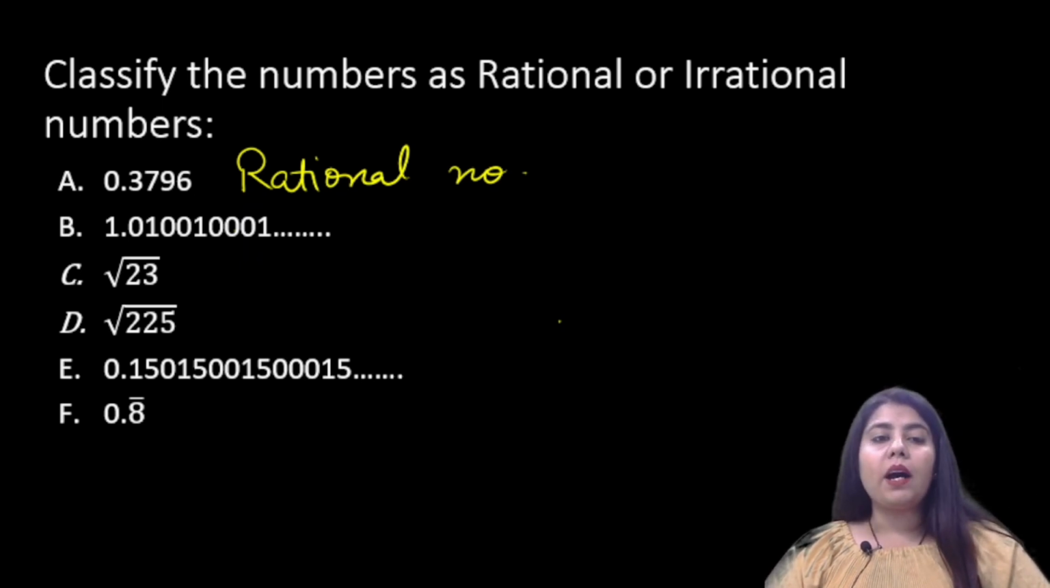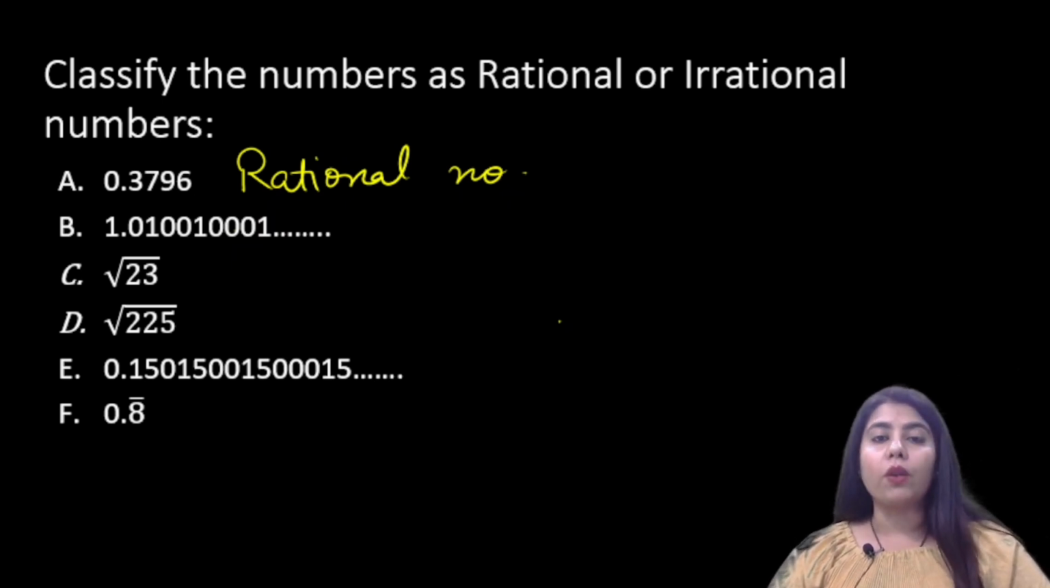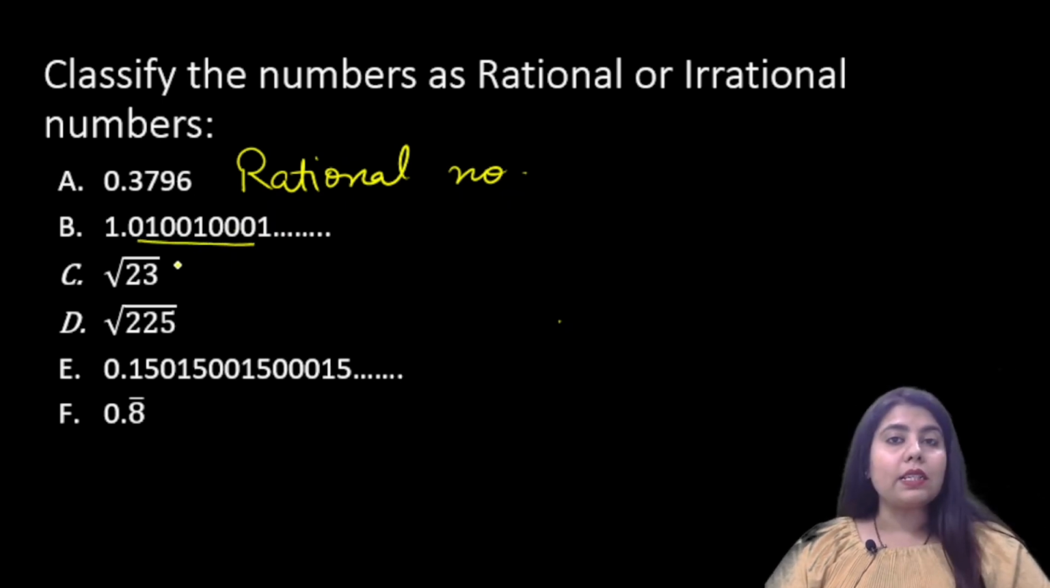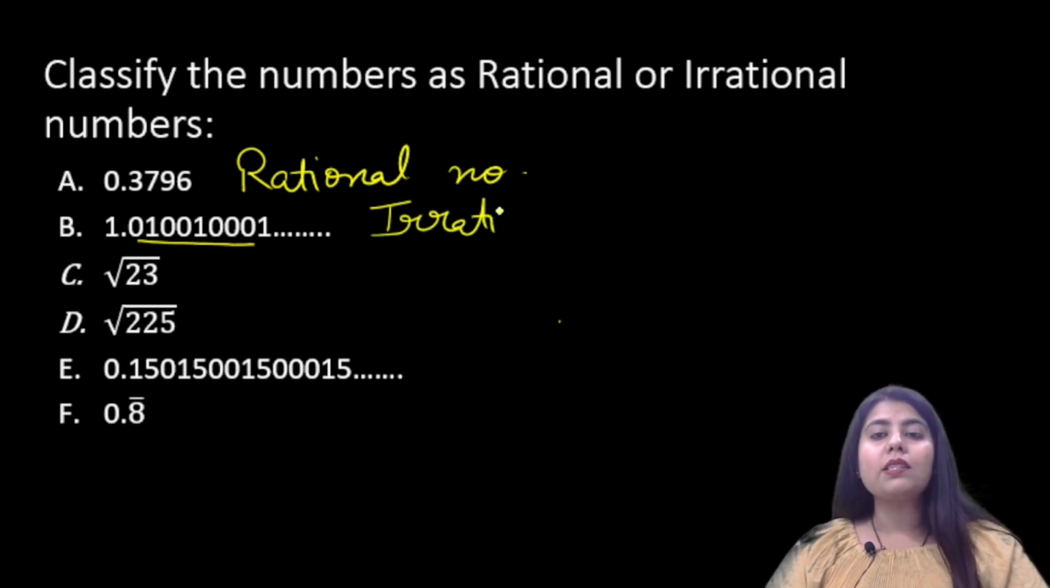Now see the B part. It is 1.010010001 and so on. It continues, right? It is continuing, means it is non-terminating, but it is not following any pattern. We can clearly see this. Non-terminating and not following any pattern means non-terminating, non-repeating, and non-terminating, non-repeating numbers are irrational numbers. So B part is an irrational number.